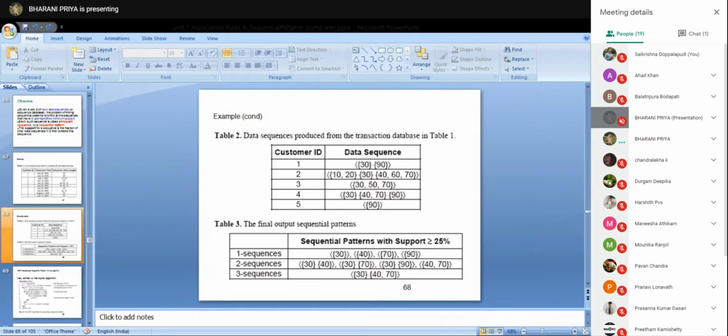So maintain the timings. If you are half an hour late for a one hour class, how? I need to stop and I'm admitting.